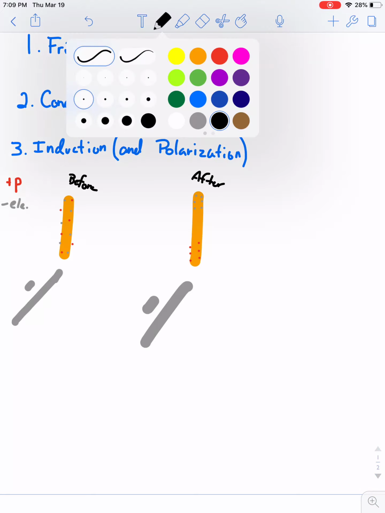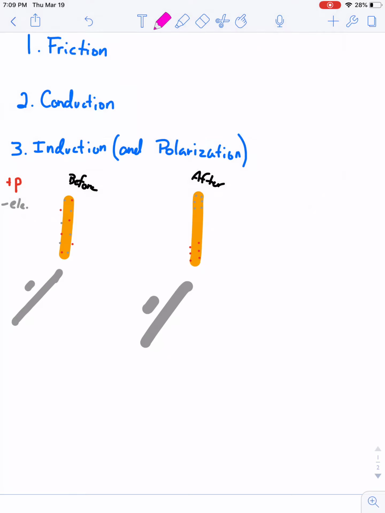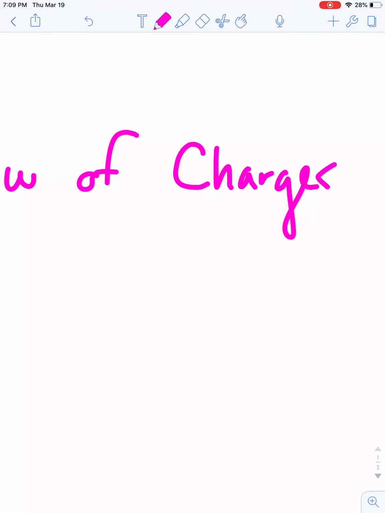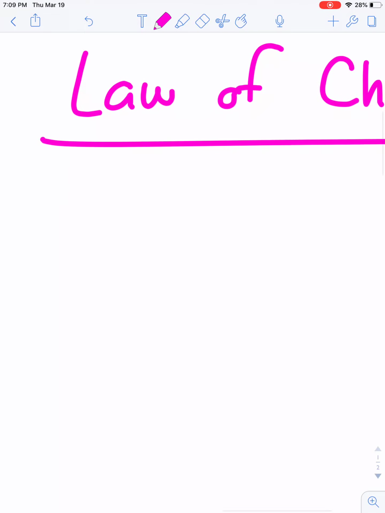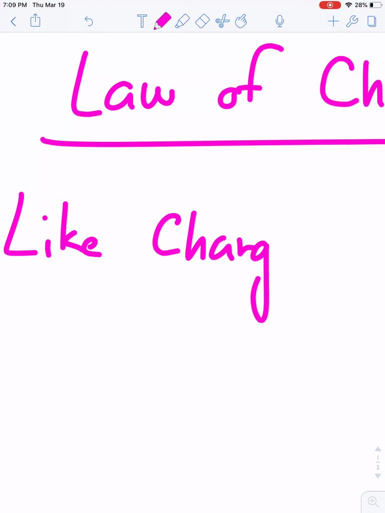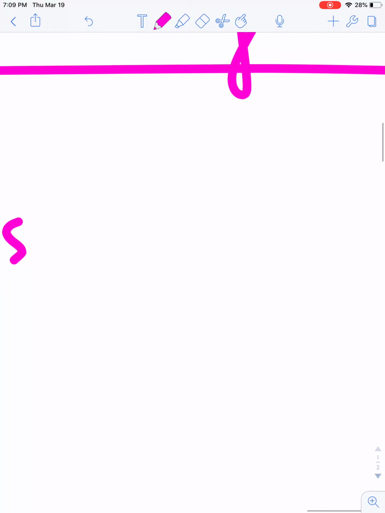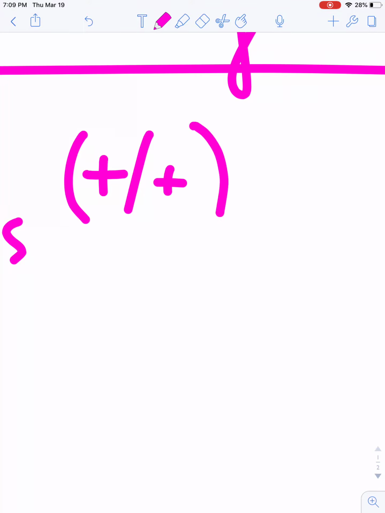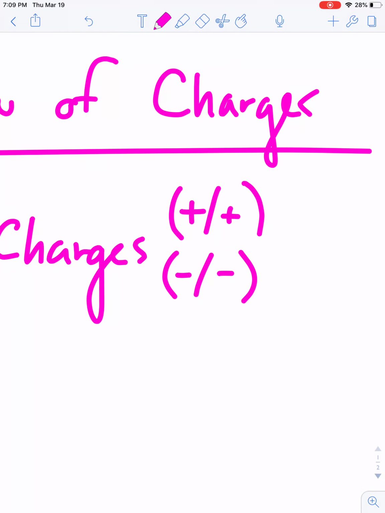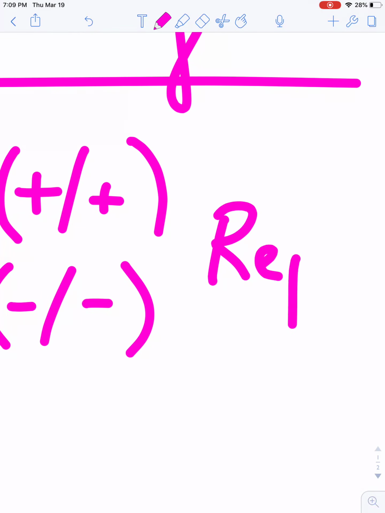Now let me touch back on something called the law of charges, and I apologize for not touching on this earlier. Law of charges, it's very simple. A lot of you guys are familiar with it. The law of charges pretty much is going to say like charges. So examples of like charges are a positive and a positive, or a negative charge and a negative charge. Like charges will repel each other.